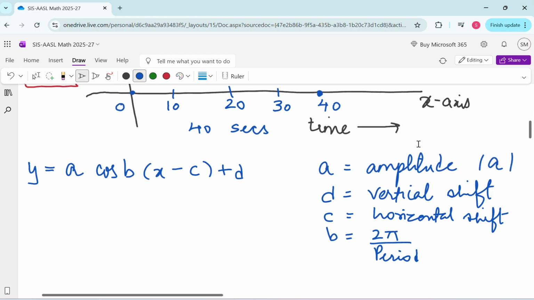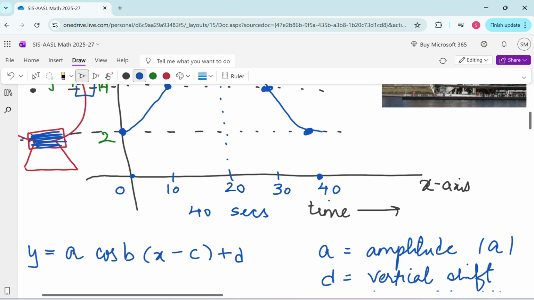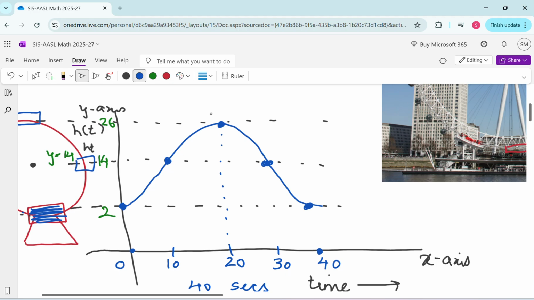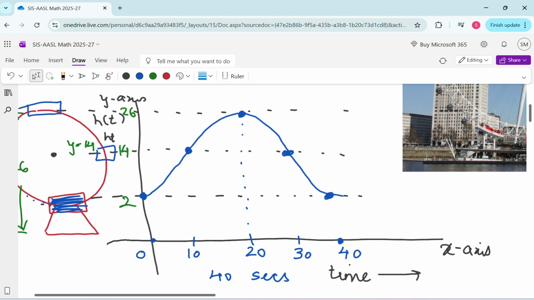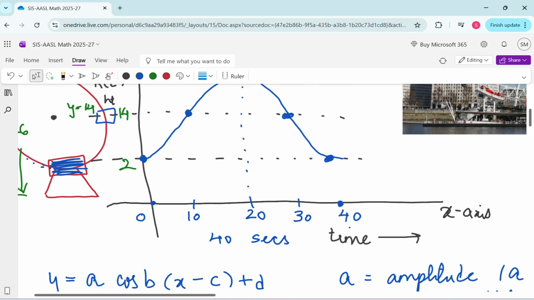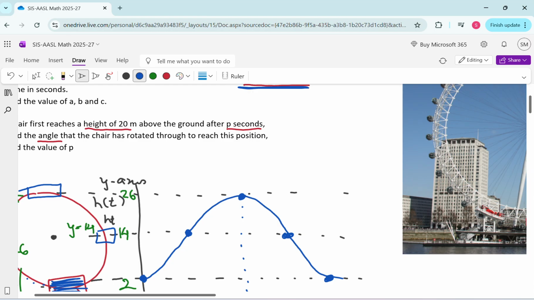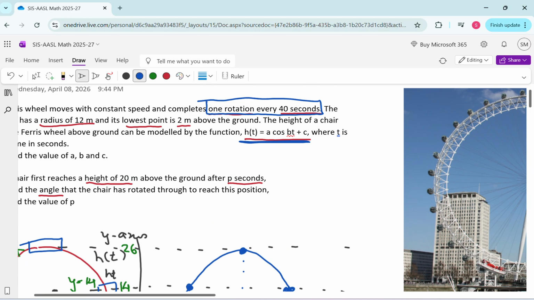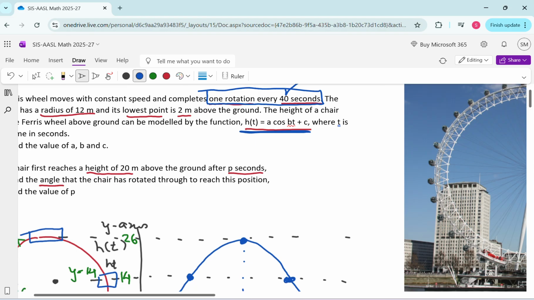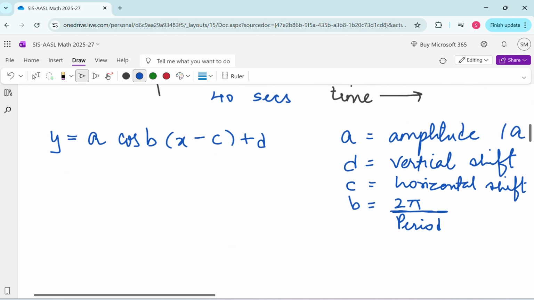Now period is one complete rotation or one complete wavelength, the horizontal distance of that, which is in our case 40, because this is our one complete rotation which we see on the x-axis here, or it's given in the question also. 40 seconds is when it completes one rotation. That's the period. So we can easily find now, let's find one by one A, B, C, D in the same order.